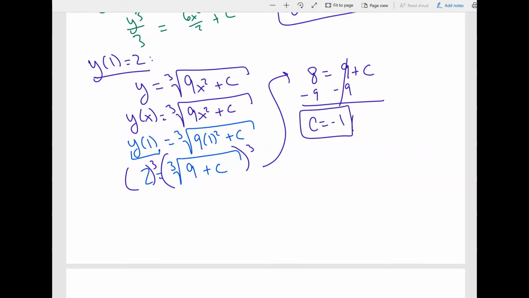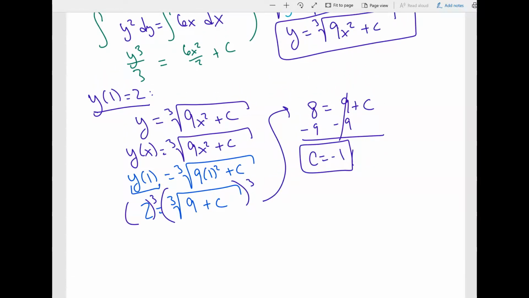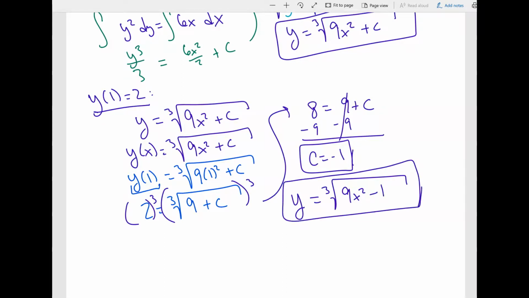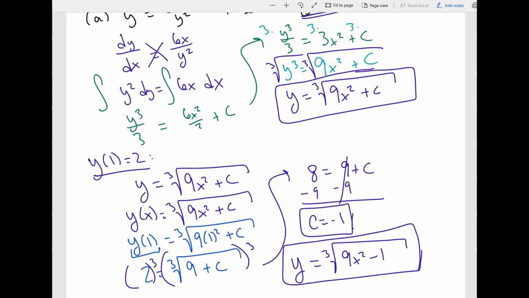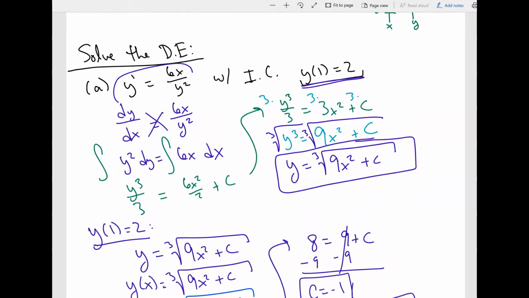Now that I know what c is, I can figure out what my solution is. So this particular solution is y equal to the cube root of 9x squared, and c was -1, so I plug in -1. This is the true solution. What this means is that if I were to take the derivative of this and plug it into the original differential equation, it's going to give me this thing. That's basically what that means.